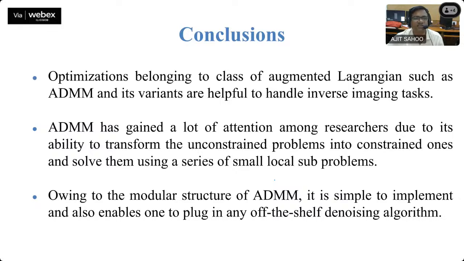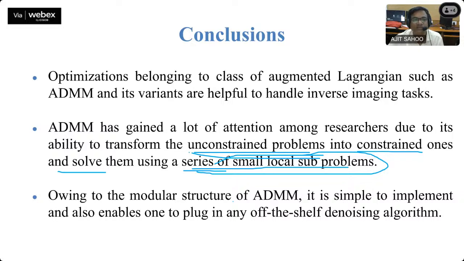So the conclusion is that optimization belonging to the class of augmented Lagrangians such as ADMM and its variants is helpful to handle inverse imaging tasks. ADMM has gained a lot of attention among researchers due to its ability to transform unconstrained optimization into constrained ones and solve them by using a series of small local subproblems. So the main benefit of ADMM is this one. Sometimes you get an unconstrained problem that is difficult to solve, but if you transform it to a constrained problem and solve using the local subproblems, this is the advantage of ADMM.